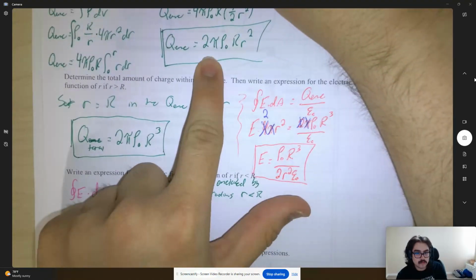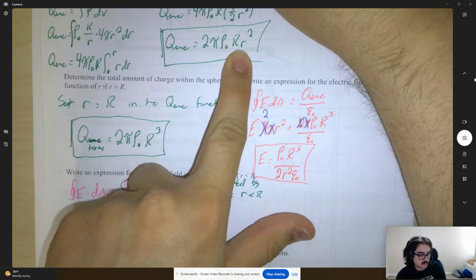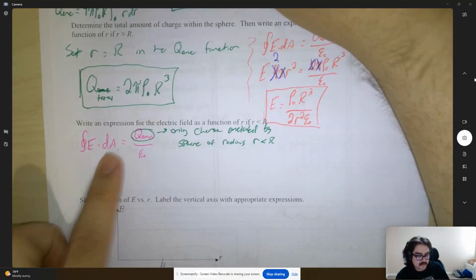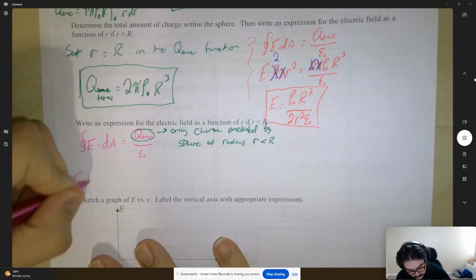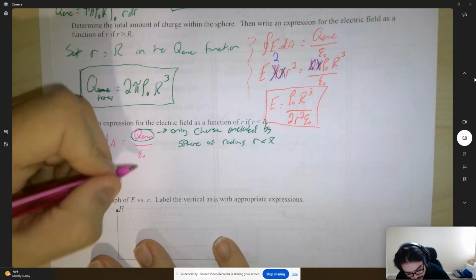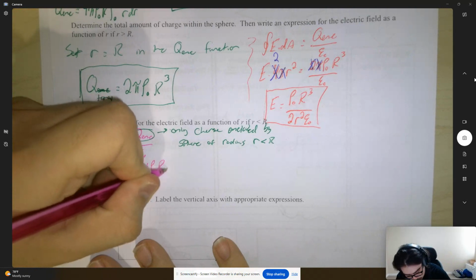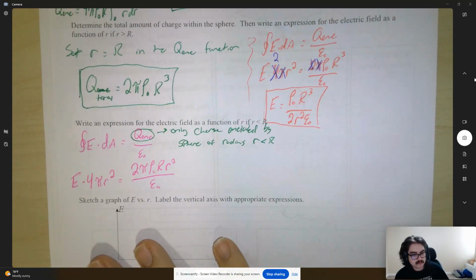The 2 pi rho naught capital R little r squared. So we're just going to plug that in. The dA we've already figured out. This is just going to be E times 4 pi r squared equals 2 pi rho naught capital R little r squared over epsilon naught.